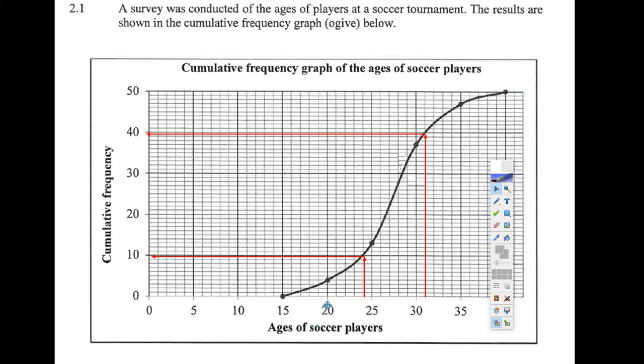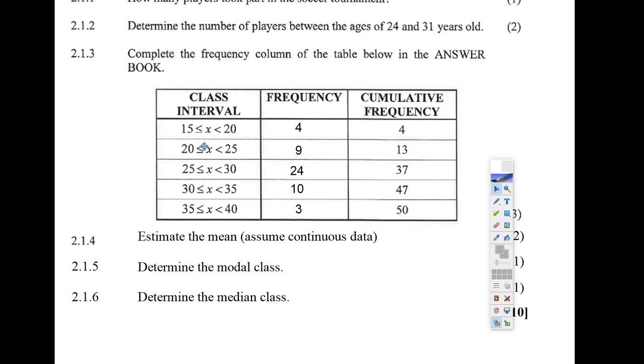And they've got 20 players. At 20, it goes up to 4. And at 25, it goes up to 13. You see, what are these numbers coming from the graph? Well, it's a graph of the cumulative frequency. You always go from this n value: 20 and 4, 25 and 14, 30 and 37, 35 and 47, 40 and 50, all together.